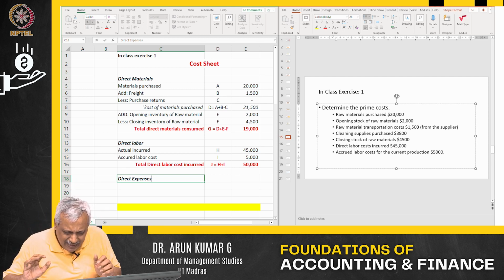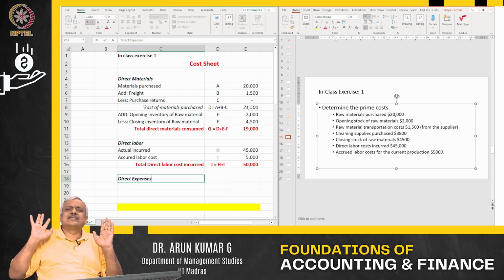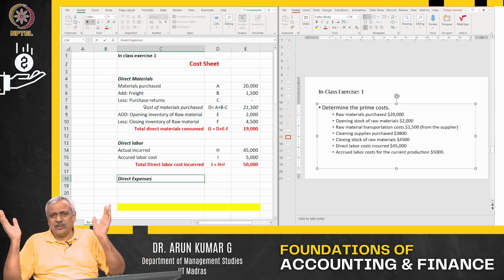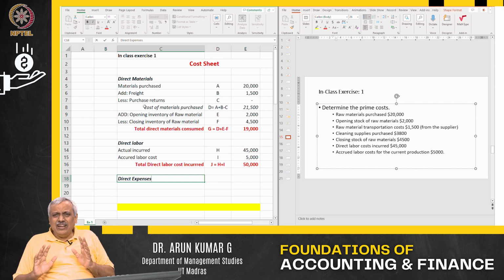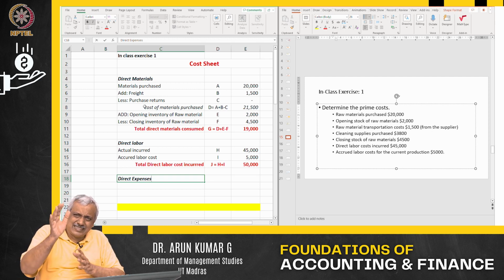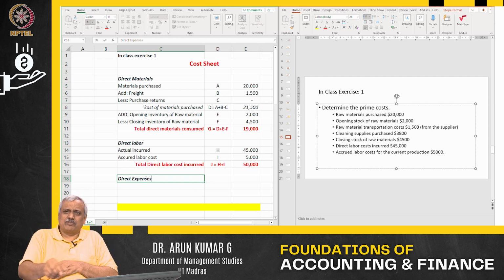In this particular case, cleaning supplies, maybe for cleaning the raw material, maybe for cleaning the floor, maybe for cleaning the factory, maybe for cleaning the output, I do not know. So, I feel that I will consider this as not an integral part of the production process. Let me repeat, I am considering this as not an integral part of the production process.